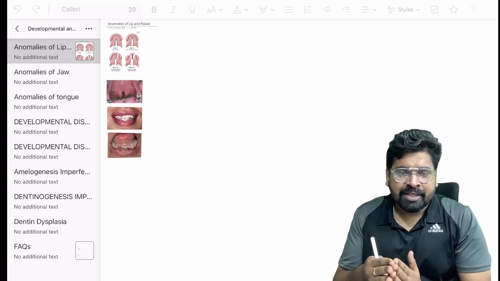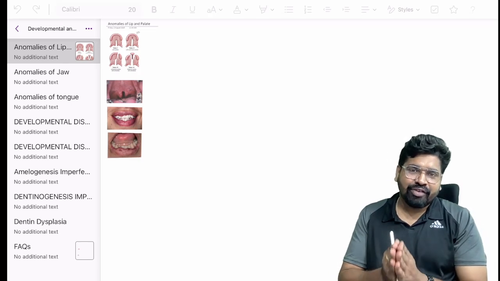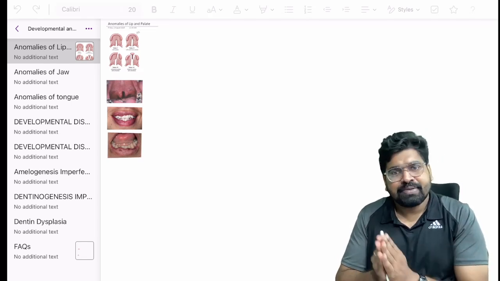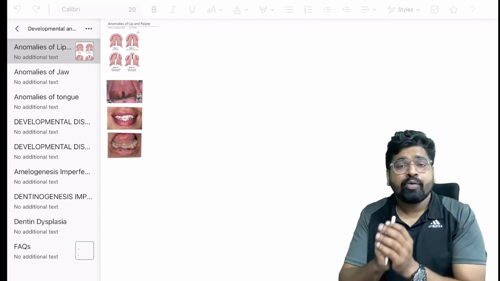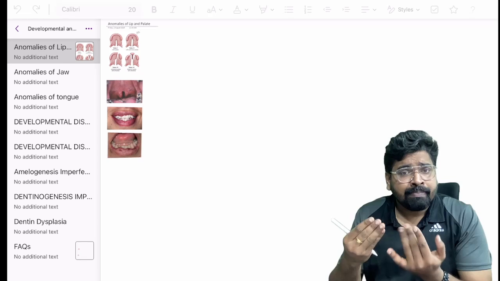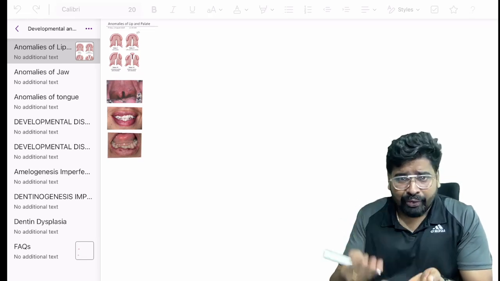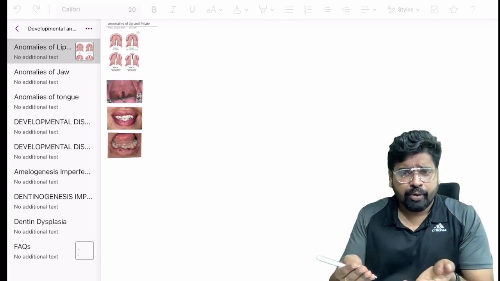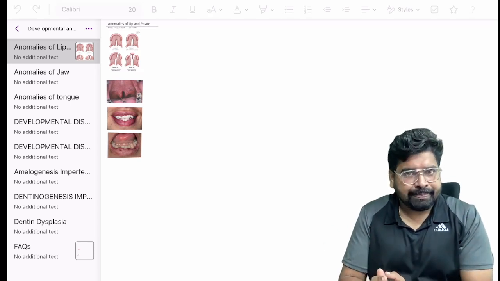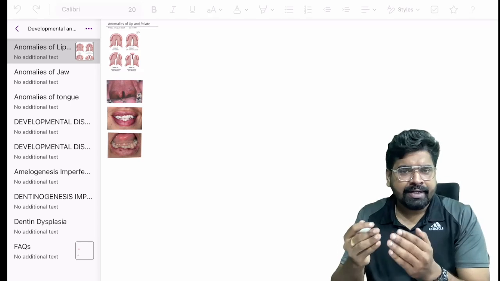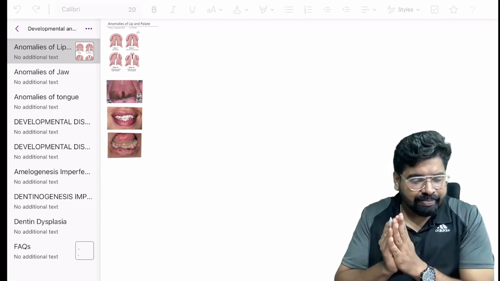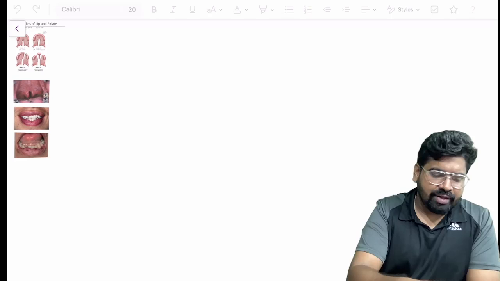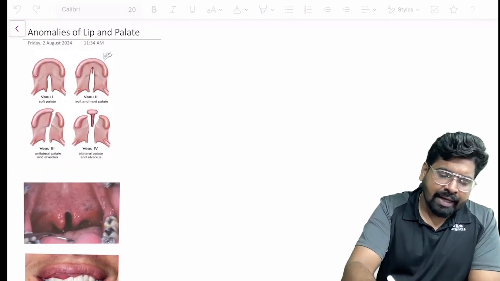We are concerned about the developmental anomalies of your face, head and neck region, and most importantly we will start with the lips. Developmental anomalies can happen for your lip, your mouth, your jaw, your teeth, your salivary glands, your tongue, your buccal mucosa, any structure. We will learn the major developmental anomalies, and first let's begin with the developmental anomaly of your lip.